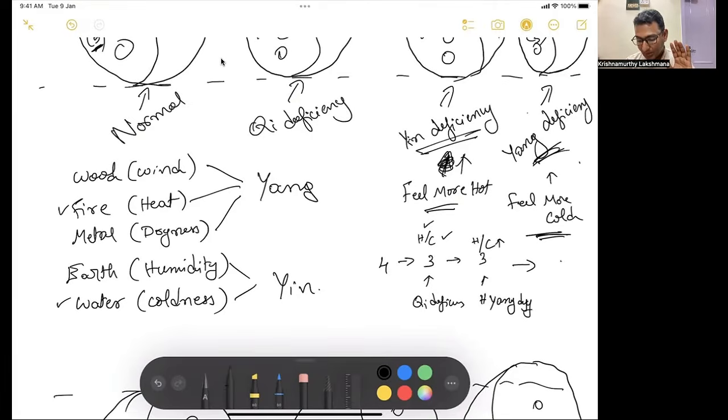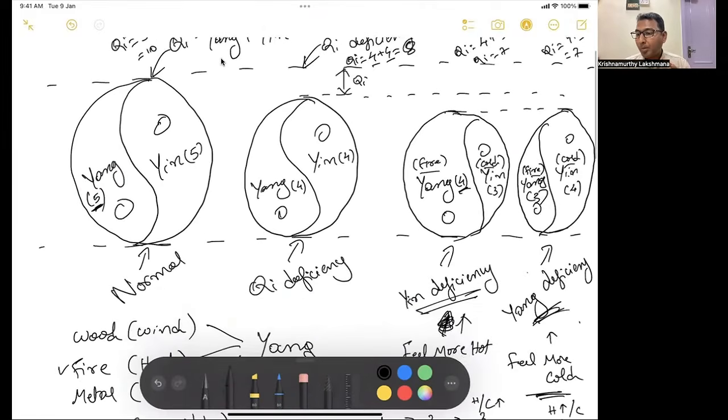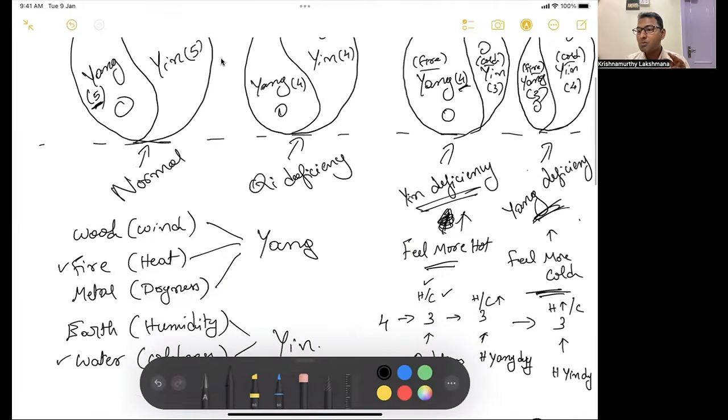Now the same thing. Let's say they are able to walk 3 floors, but they are feeling more hot. What do we call this situation? Heart yin deficiency. Right? You're able to understand? Yes, sir. Is it becoming more clear? Yes, sir, it's becoming more clear.